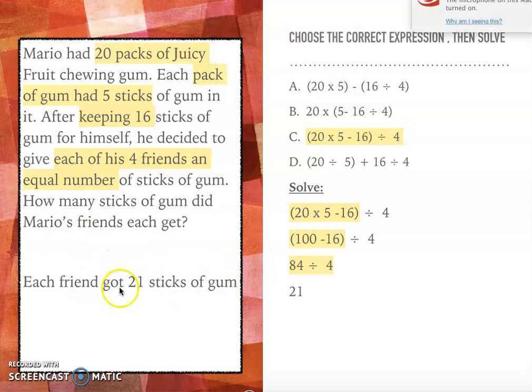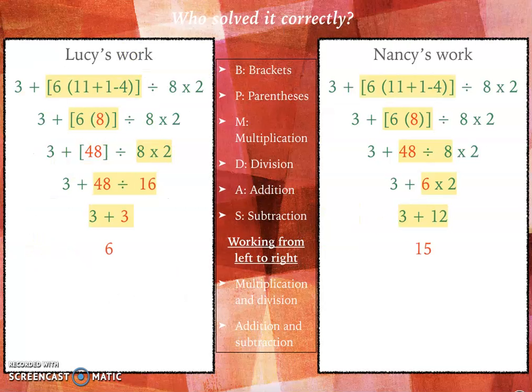All right, guys. So now we know that each friend is going to get 21 sticks of gum. Now we're going on to the last part of this presentation. We have here two students, Lucy and Nancy, who solved the same expression but got completely different answers. Lucy got 6 and Nancy got 15. Our job is to find out who solved it correctly. Did Lucy or did Nancy?